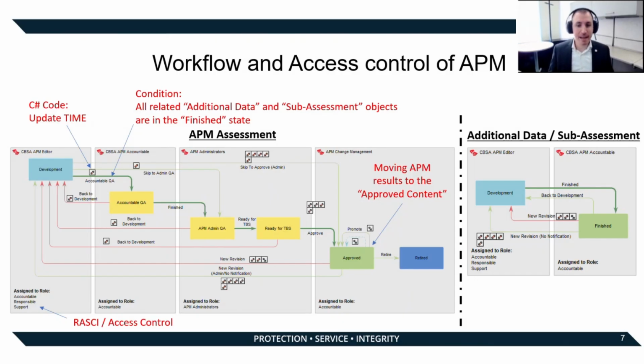All the in-between states in yellow are more for control and progress tracking. When we finally move the APM assessment to approved, right here, we bring out additional data and sub-assessments to our base configuration that hosts approved content. This allows APM people to edit certain values without directly impacting the area important stakeholders who can use the data to make decisions.